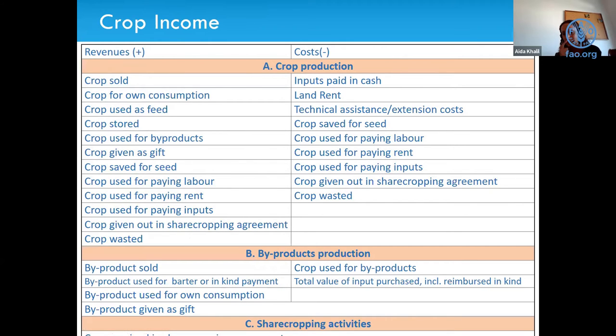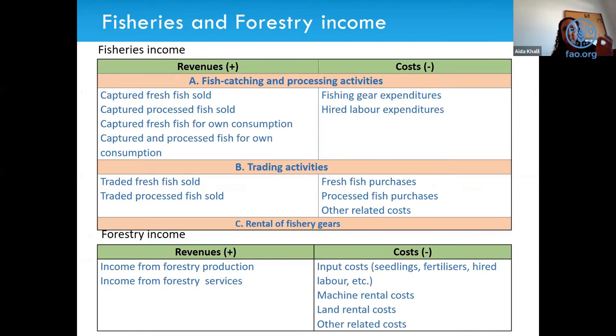This is because, for example, let's find an example. Okay, the crop used for paying rent: why is it among the revenues? Because if I don't use my production to pay for the rent, I would need to use my personal income. So this is part of the revenues, but it is also a cost, because I need to rent the land in order to produce crops. So in the end, these components are eliminated from the final income computation, because they are counted both as a revenue and as a cost. You can decide whether to put them in the equation or just remove them from both sides. This applies also to livestock income and fishery and forestry income.